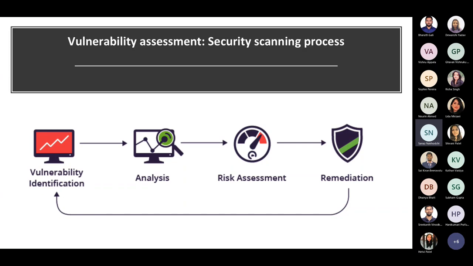For the vulnerability assessment, we have a process. At the first point, when we want to start, we need to identify the vulnerability. After finding that, we need to analyze it, then calculate the risk of those vulnerabilities, and then try to find a solution to remediate them. And it's very important to make sure that this is not a one-time thing. This is a cycle that every company needs to have a time frame for, and they have to redo it, let's say every 6 months or every 3 months, it depends.